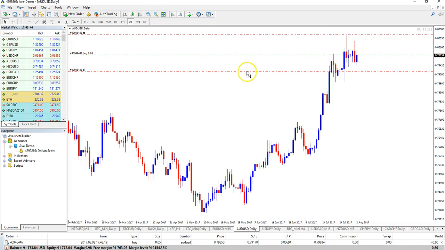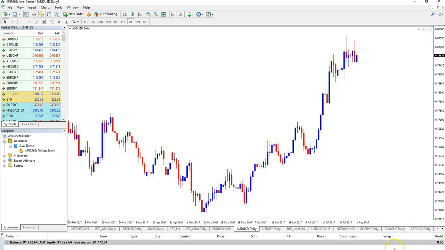So basically from this, I suspect that the AUD USD just might push up some more. But this is just showing you the buttons and so on. So let's close out this. So that's how you execute a trade.